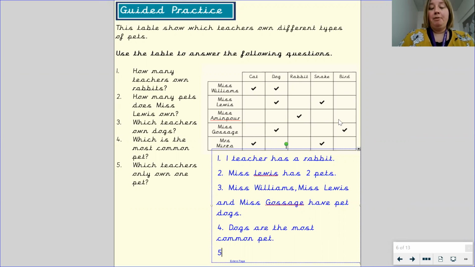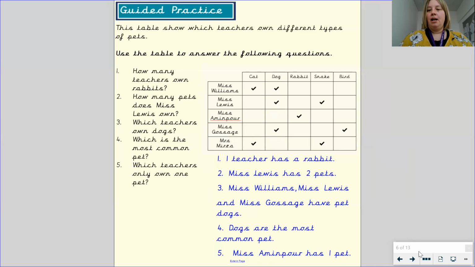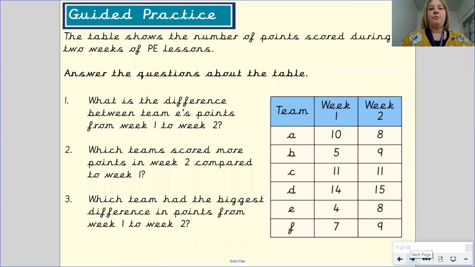Oh, Miss Amanpour has 1 pet, but we need to check and see if there are any more teachers that only have 1 pet. So I'm going to keep checking. How many has Miss Godgish got? She's got 2. How many has Mrs. Musil got? Oh, she's got 2. So Miss Amanpour has 1 pet. That's how we answer our questions about a table.